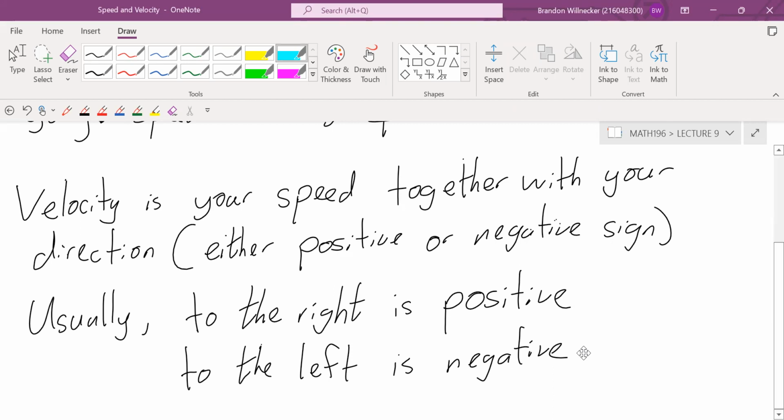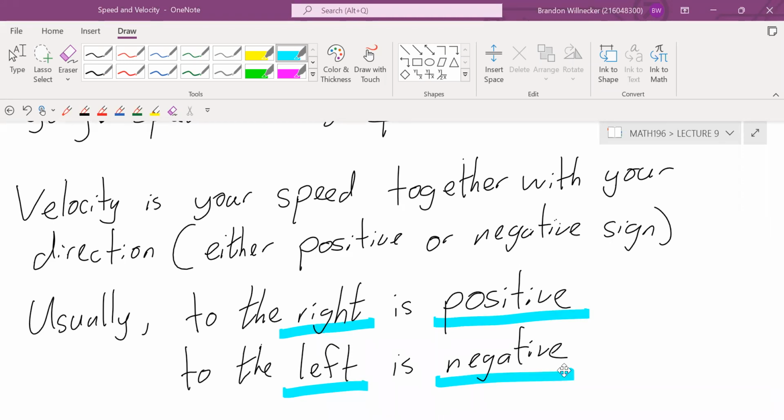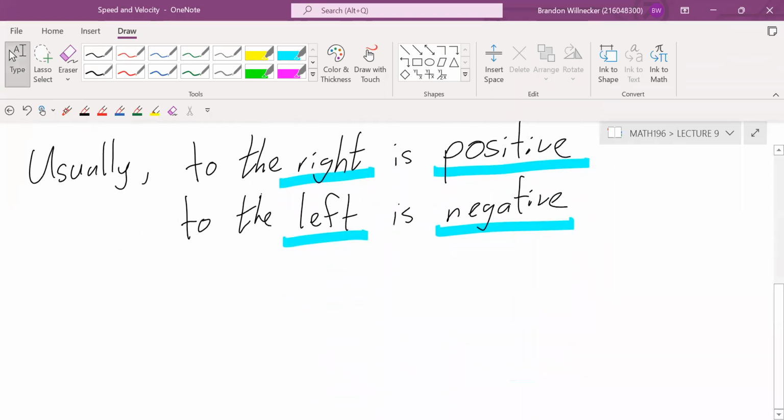Okay, but if you're ever confused with something in the test or anything, just remember here, if the object is going to the right, then the velocity is positive. If the object is going to the left, then the velocity is negative. We're going to stick to that. Okay, so let's look at an example of the differences between speed and velocity.